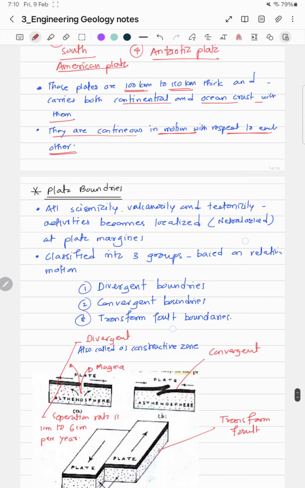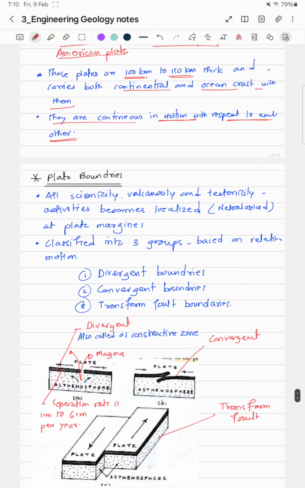Now, what is meant by plate boundaries? All seismicity, volcanicity and tectonicity activities become localized or neutralized at the point of motion of these plates. That place, the plate margin, is called the plate boundary.